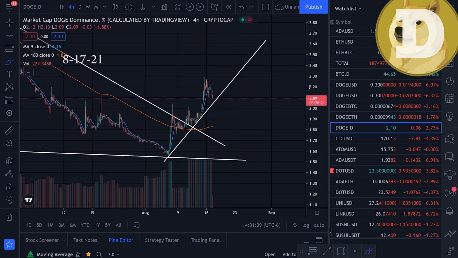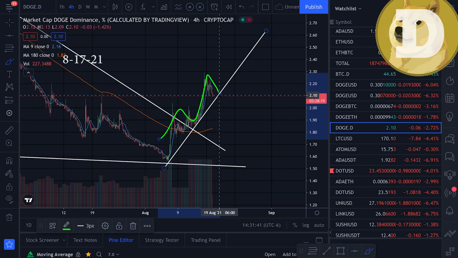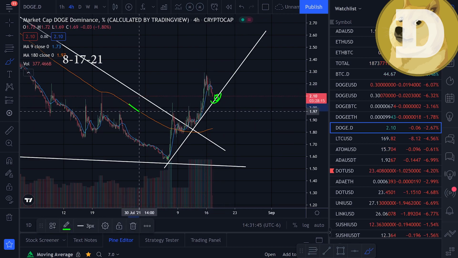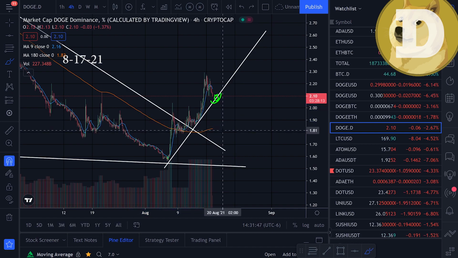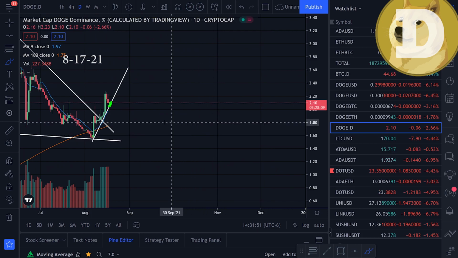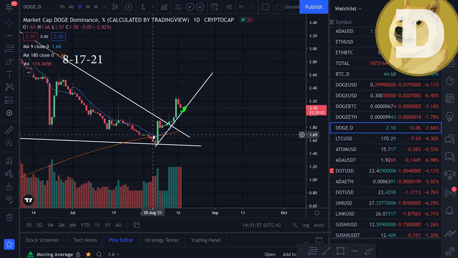Still doing good. Let's see if we can bounce on this trend line though. If it breaks below it, then we know that we might have to come down and retest that 180 moving average on the 4-hour, or maybe we can watch the daily time frame and see what that's doing. It looks like it's going in and out of it.